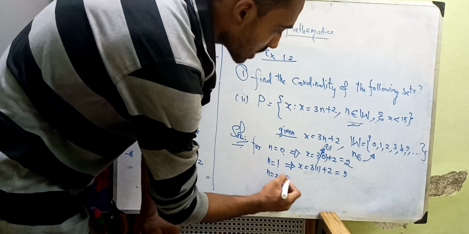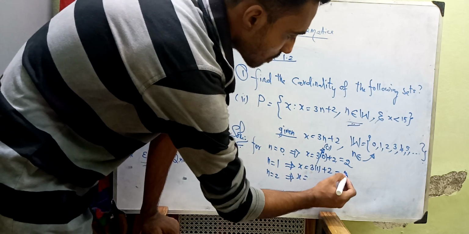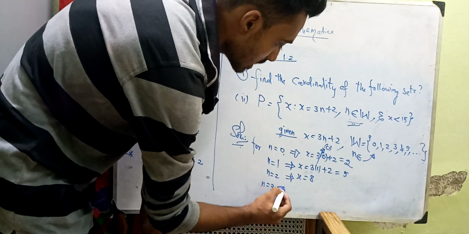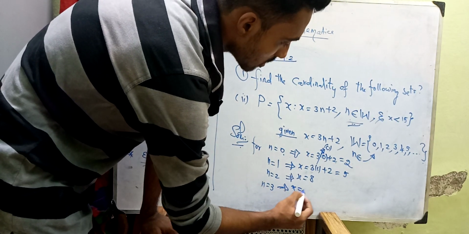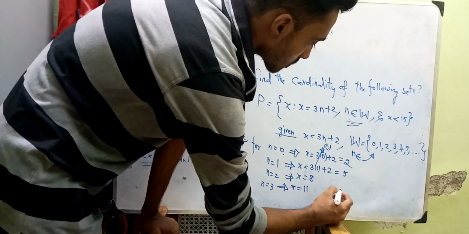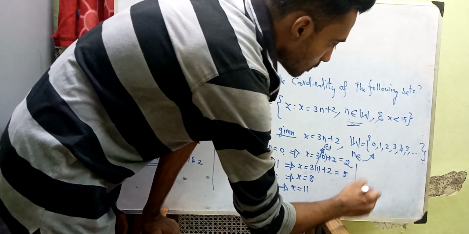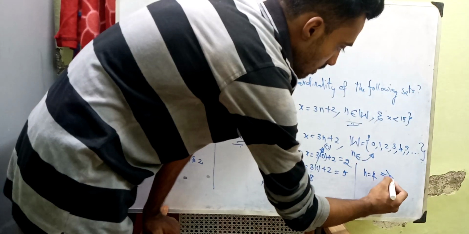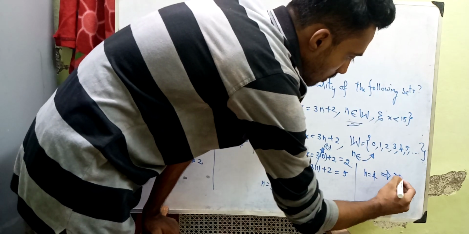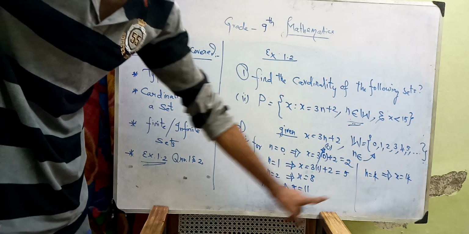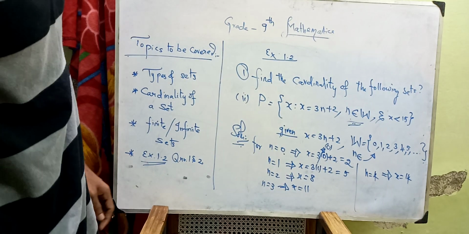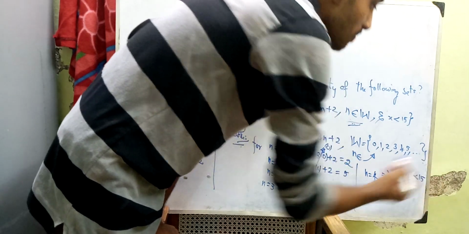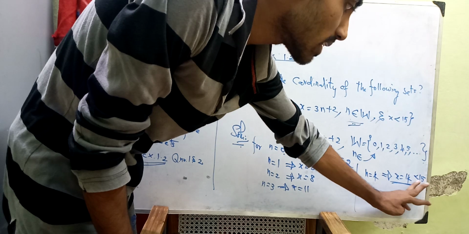So for n equal to 3, what is X? X is 5 plus 3. Okay, 5 plus 3 is 8, and for n equal to 3, X is 8 plus 3, 11. For n equal to 4, X is equal to 14 because 11 plus 3 is 14. Okay, we just need to stop here because the condition is X should be less than 15. Okay, till here X is less than 15.